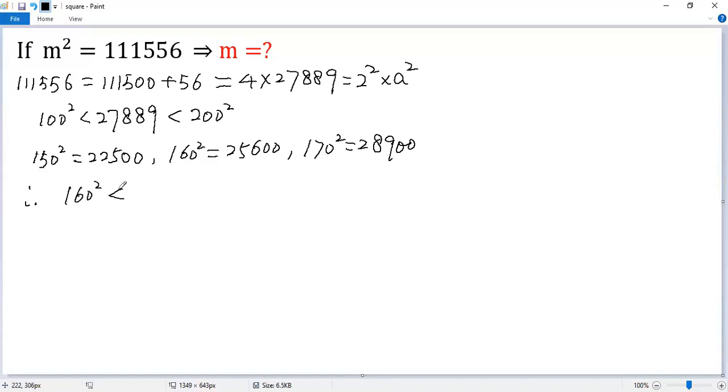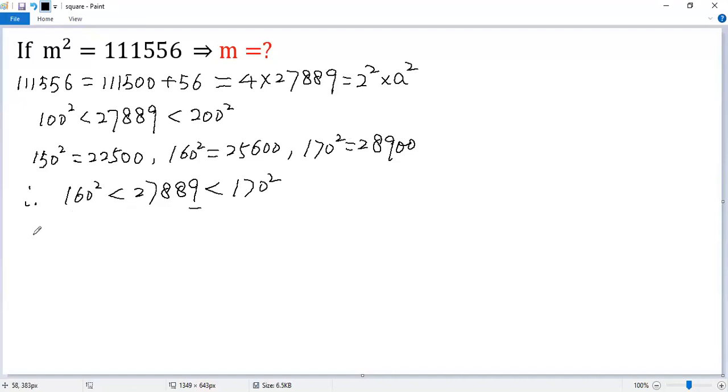160 squared is less than that number, 27,889, but it is less than 170 squared, right? So the value of a must be between 160 and 170. Actually, because the one's digit of the number is 9, the one's digit of a must be 3 or 7.